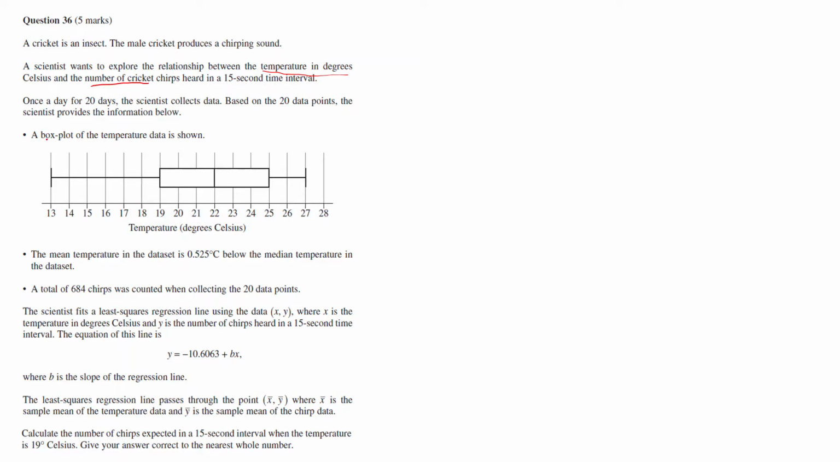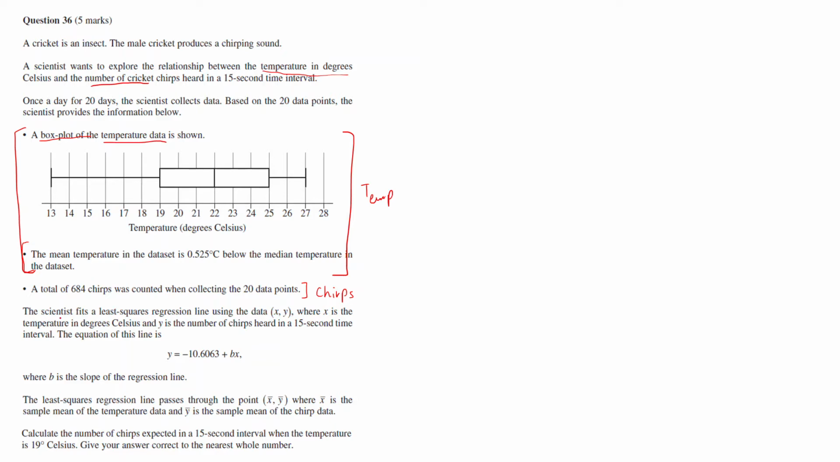So here you have information represented as a box plot for temperature for these 20 days, and you're also told how the mean is different to the median for temperature. So all this bit is about temperature. The reason I'm not going into detail is because you need to look at the bigger picture first before coming here. Then you're told that there are 684 chirps with 20 data points. So this is about chirps. Good, I have this information, but I first need to know what I am doing with this information.